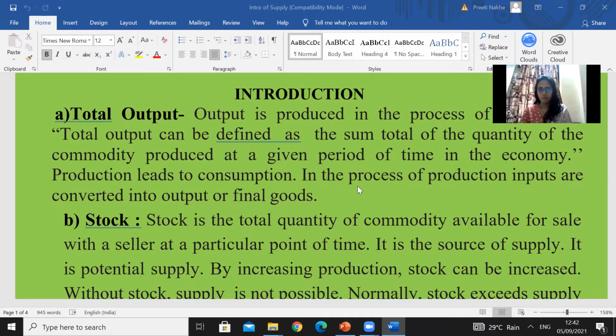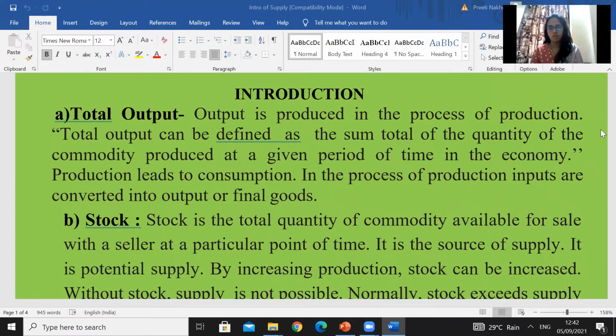So supply. Before understanding what is supply, let's begin with what is stock, what is supply. Few concepts we will make clear. So it is total output. Now, what is total output? Total output is nothing but whatever we have produced, total final goods. While converting raw material into finished goods, we produce final goods. In the process of production, we convert input raw material into output. So whatever the total production is available with us for sale, that is total output.